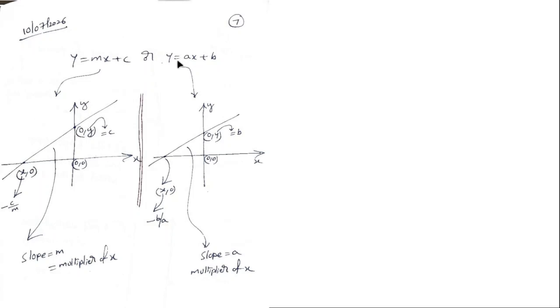Let us see the conclusions about y is equal to ax plus b. y is equal to ax plus b is a straight line intersecting the y-axis at one point and the x-axis at another point. At the intersecting point of the y-axis, you are finding 0, y. y is equal to b. So b is called the y-intercept. When the line is intersecting the x-axis at a point, the coordinates are x, 0. x is equal to minus b by a. The slope of this line is a, where a is nothing but the multiplier of x.